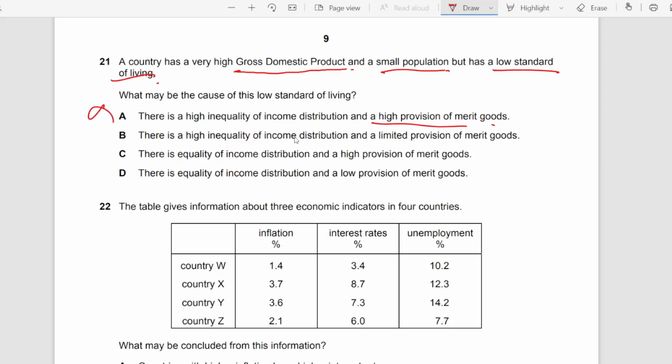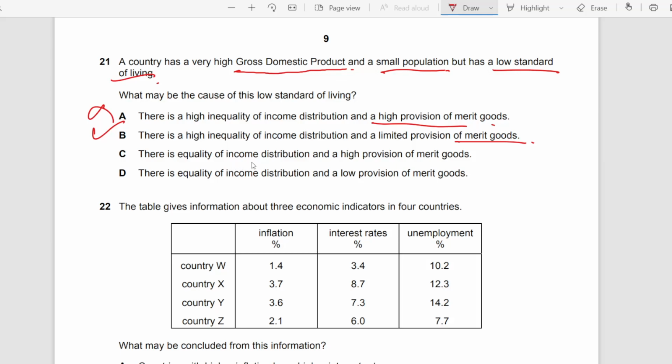There's high inequality of income distribution and limited provision of merit goods. That means merit goods are not being actually supported by the government, and inequality of income is high. So only very few people are benefiting, and there's still a huge proportion of your population, a huge amount of people that are deprived of a lot of good things, because their income levels are very low because of high inequality of income. So B might just be the correct answer. Let us look at the other options.